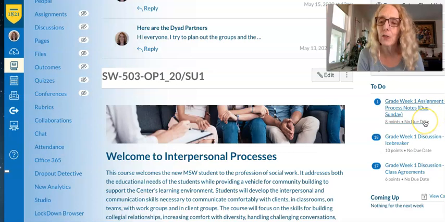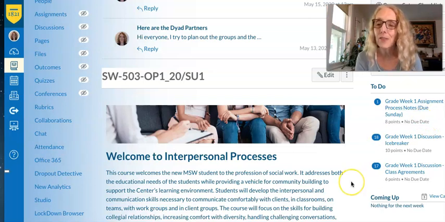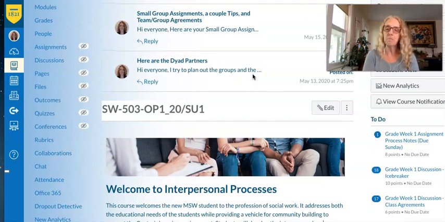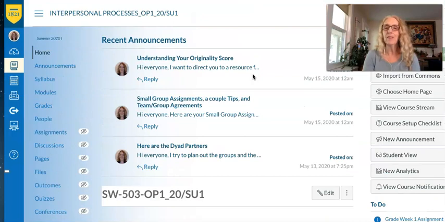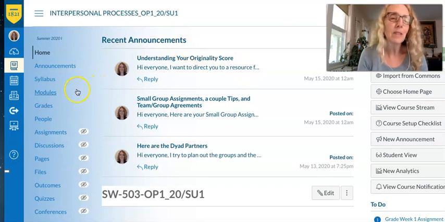Now you notice that there's no due date on the discussions. There should be a due date on the process note. I have to set that up. I'll do that when I'm done with the video. But the discussions have no due date because Canvas won't allow us to put in 2 due dates, and your post is due on Thursday, and then your responses are due between Thursday and Sunday, and so we can't do that. So we put no due date in, but I'll fix the assignments.